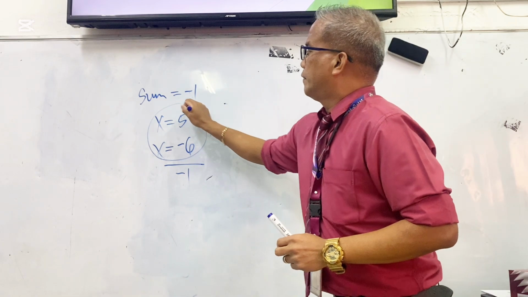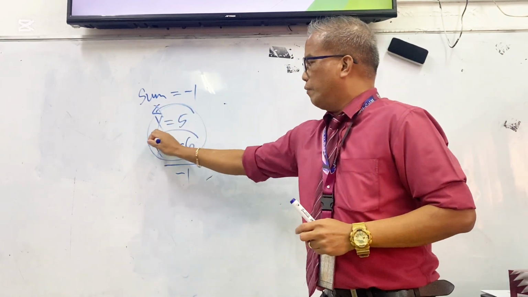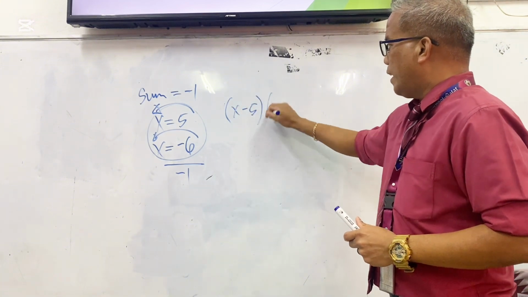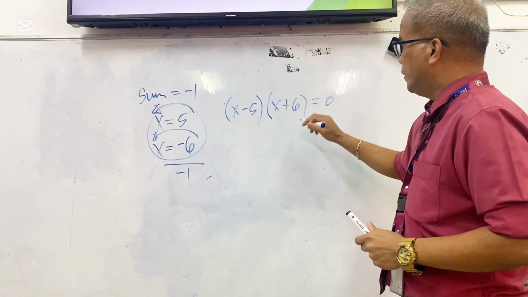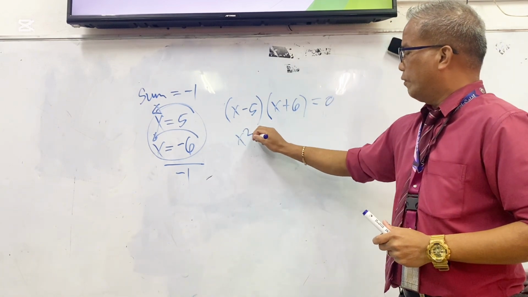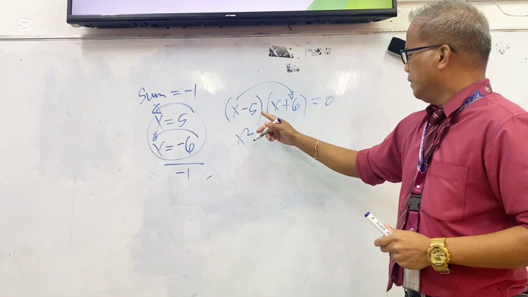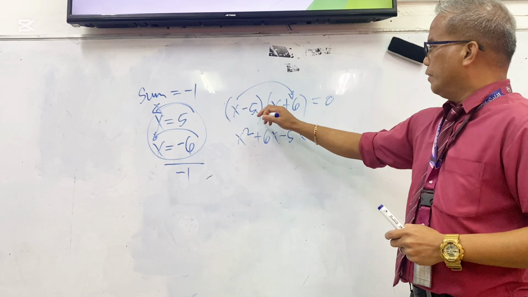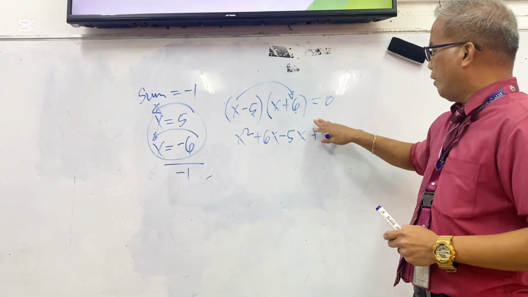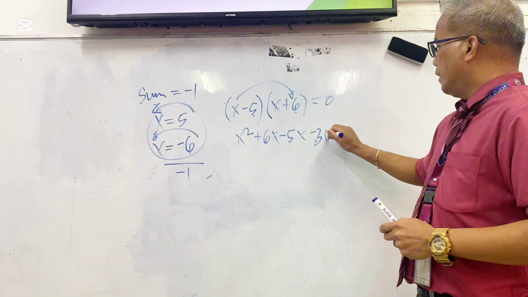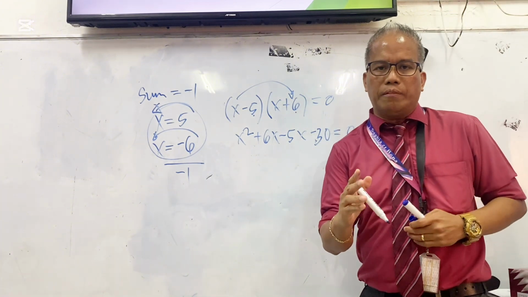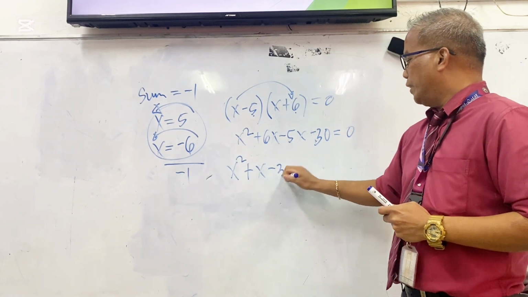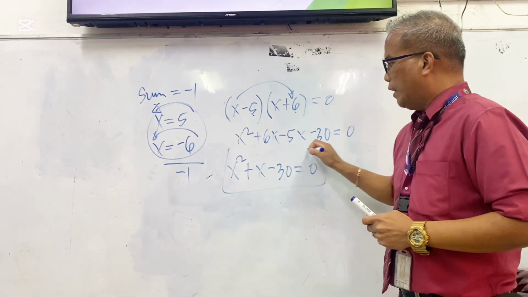So first, transpose 5, then transpose negative 6. So the factors will be x minus 5 times x plus 6 is equal to 0. Then multiply x times x equals x squared. Then x times 6 equals 6x. Then negative 5 times x equals negative 5x. Then negative 5 times 6 equals negative 30, is equal to 0. Then combine like terms, we have 6x minus 5x, so we have x squared plus x minus 30 is equal to 0. So this is now the quadratic equation.